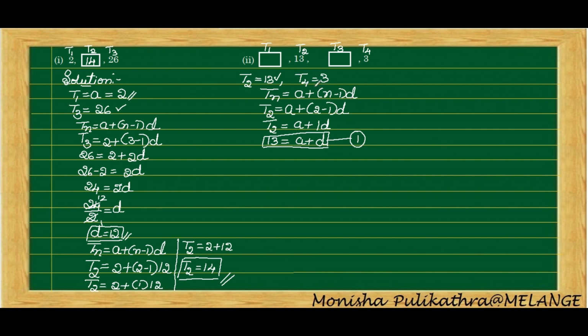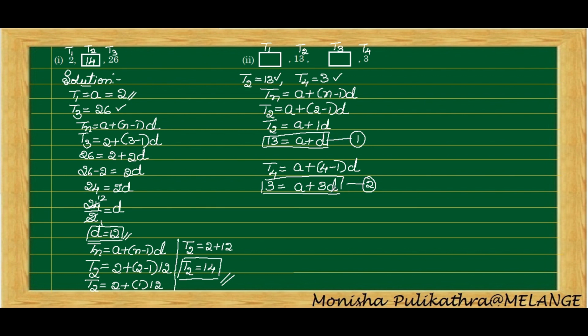So next, substitute T4 is equal to 3 into the same Tn formula. Okay. So instead of Tn we need to write T4 is equal to A, which is not given. So write A as it is, plus n is 4. T4 means Tn, so n is 4. So 4 minus 1. Again D is not given. Write it as it is. So what is the value for T4? In the question the value for T4 is 3. So instead of T4 you write 3 here, is equal to A plus (4 minus 1, which is 3) D. Okay. So this will be the second equation.